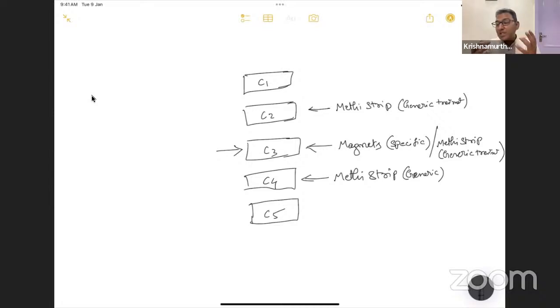Say if you give a specific treatment and the problem is solved in 1 week, with a generic treatment it may get solved in 2 or 3 weeks. You are understanding?